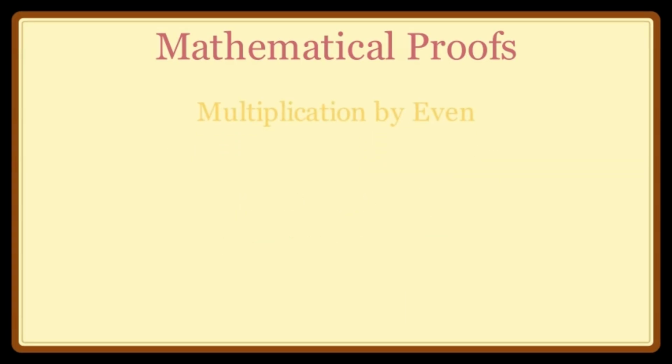Next is the rule for multiplying by an even number. The rule states that any integer multiplied by an even number results in an even number. Let us prove it. What happens when we multiply an even number 2 times k by literally any other integer? Let us call that random integer x. The product is 2 times k times x.